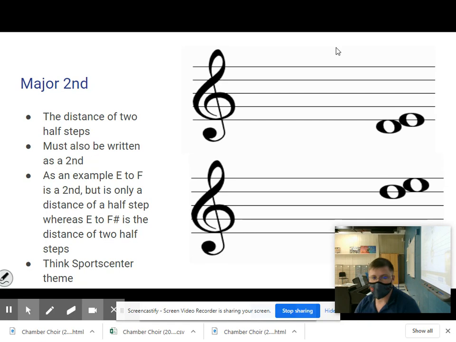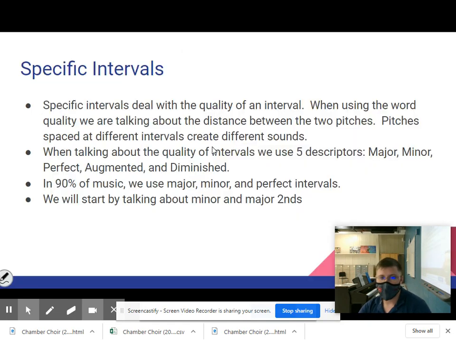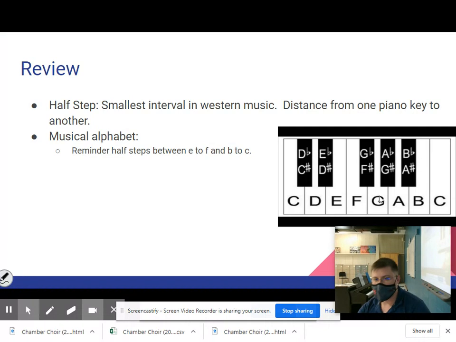So, for instance, we have the example of E to F. I'll go back to that piano really quick here so you can see it. We have E to F. E to F is technically a second because it's one letter to another. But when you listen, it kind of sounds like that Jaws theme. And the reason is it's only a half step apart, so it's actually a minor second.